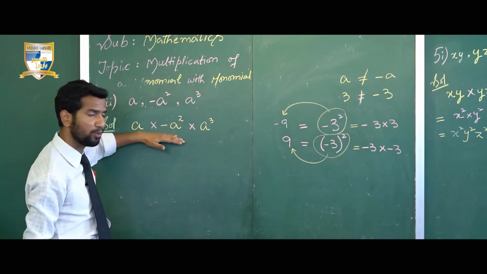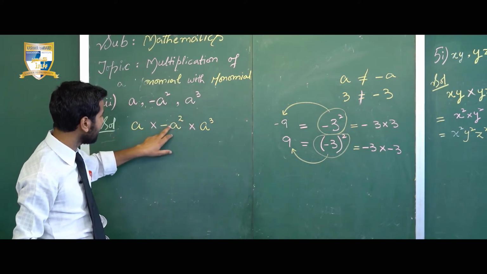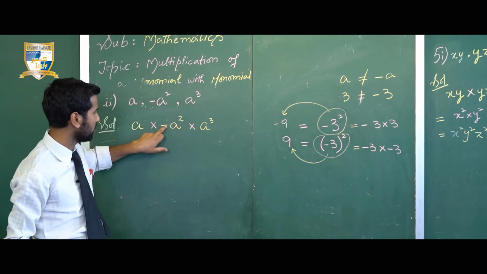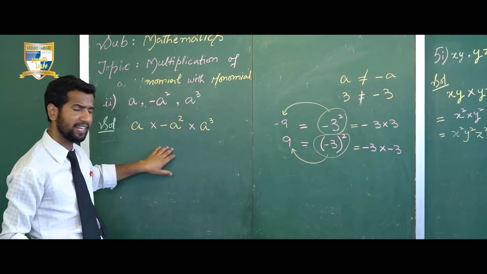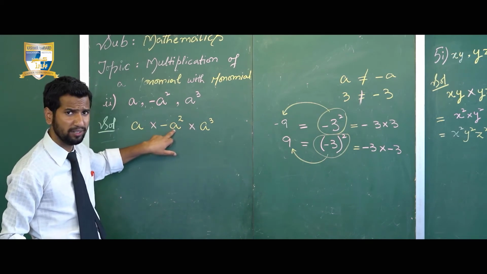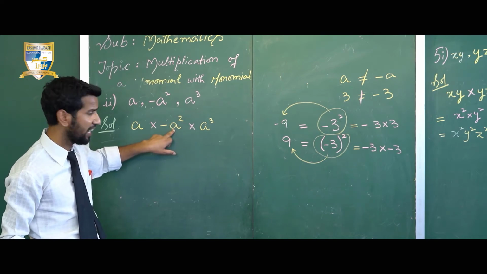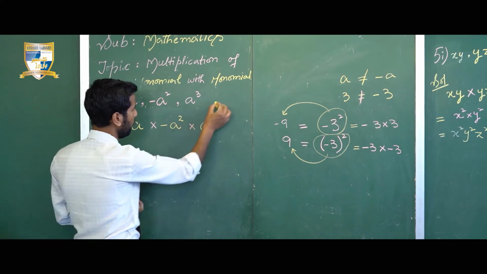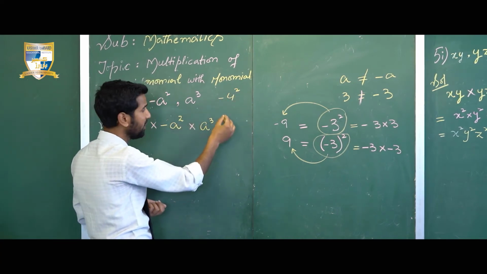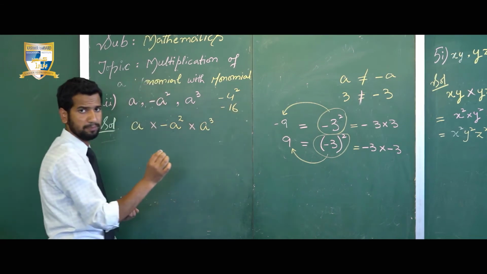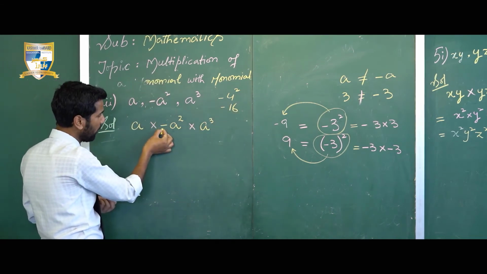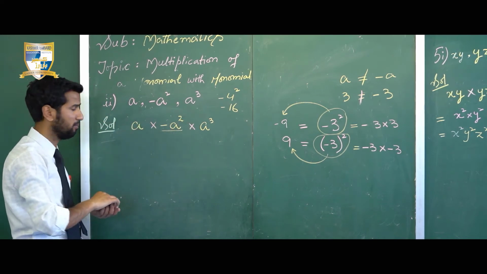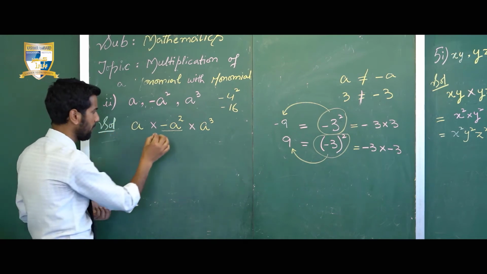Now we are moving towards our question. Here we have minus a square. This minus indicates that whatever be the answer, it will be a negative one. Means if a is 3, for example, we are taking an example here. If a is 4, it will be minus 4 square, so the answer will be minus 16. So we have minus a square here. This minus indicates this term is negative, irrespective of the value.